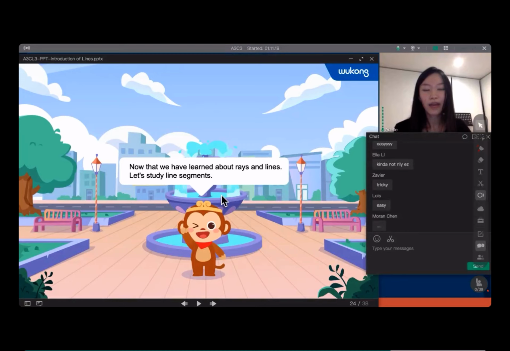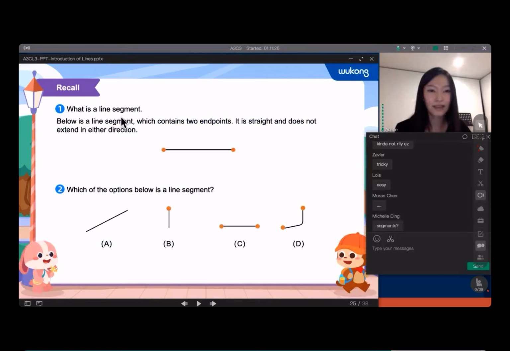Okay. Now that we have learned about rays and lines, let's study line segments. Okay, so what is a line segment? Below is a line segment, okay, which contains two endpoints. So this is a keyword, two endpoints. Remember for rays, we only have one endpoint, but segments, they have two endpoints, okay? And it is straight and does not extend in either direction. So what that means is that it's like kind of capped by the two endpoints. So they stop at the endpoint.